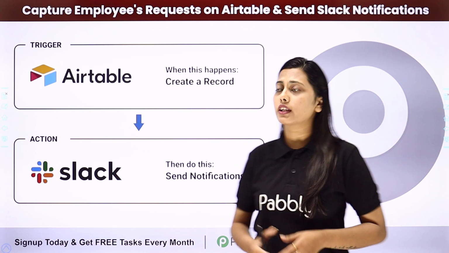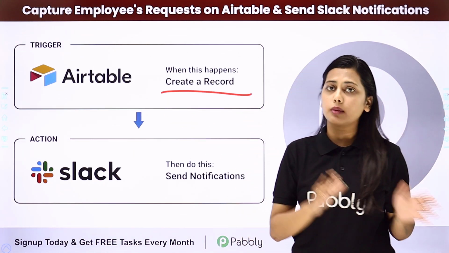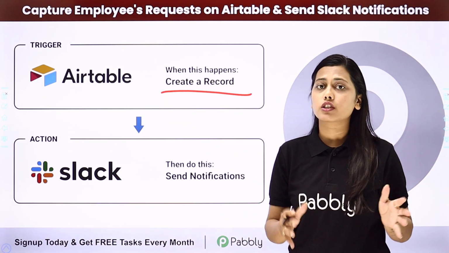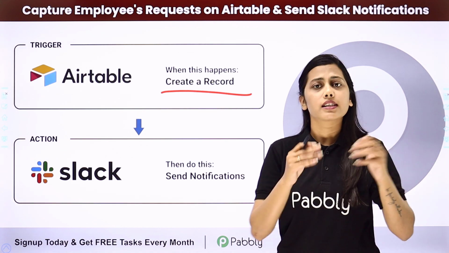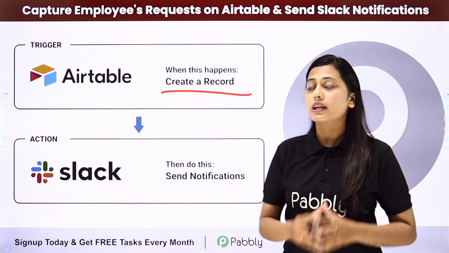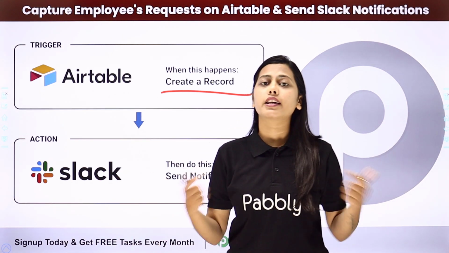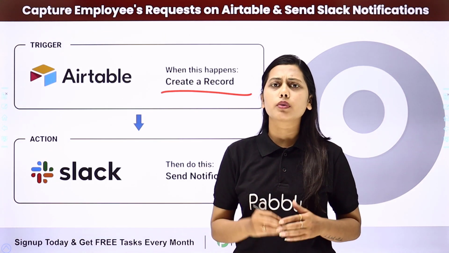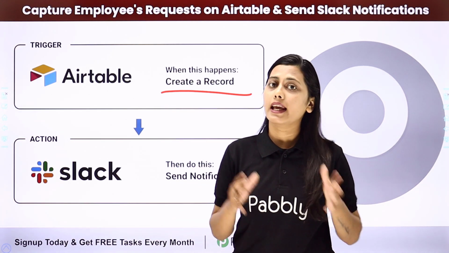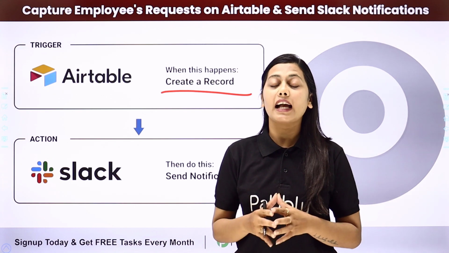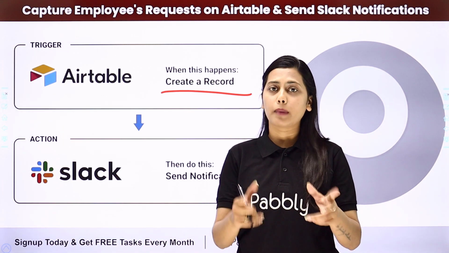Now, whenever you create a record in your Airtable account, you want the notification for that record to be sent to your Slack account or Slack group as well. But since both these applications do not have a direct connection between them, it is a tiring task to do manually every time. But let me tell you, we can actually automate this whole process using Pabbly Connect.